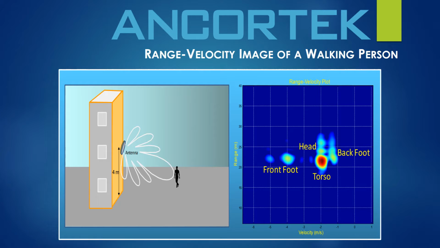This return can be used to immediately tell how fast the person is walking down the road. Furthermore, we can see the movement of their front and back feet, as one is moving forward while the other remains nearly stationary.